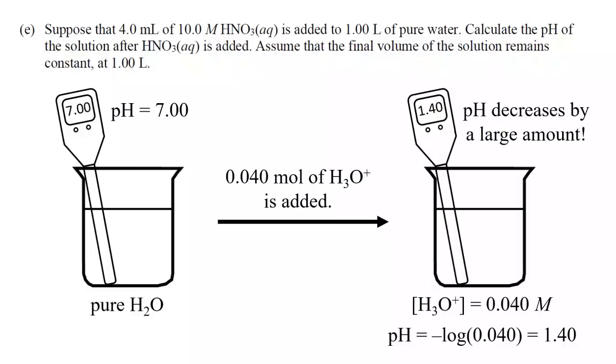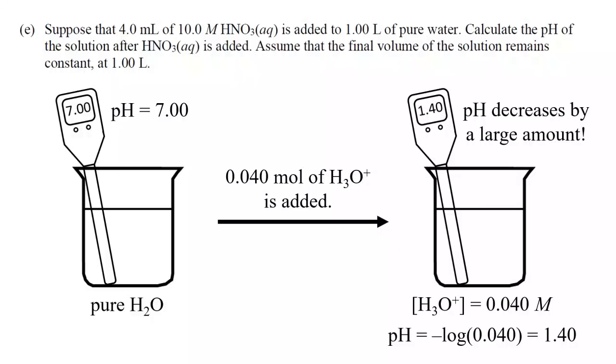So the pH decreases not by a small amount, but by a very large amount. The pH decreases from 7 all the way down to 1.4, but of course, water is not a buffer. There's nothing to keep the pH relatively constant. If you just have water, you don't have a buffer.